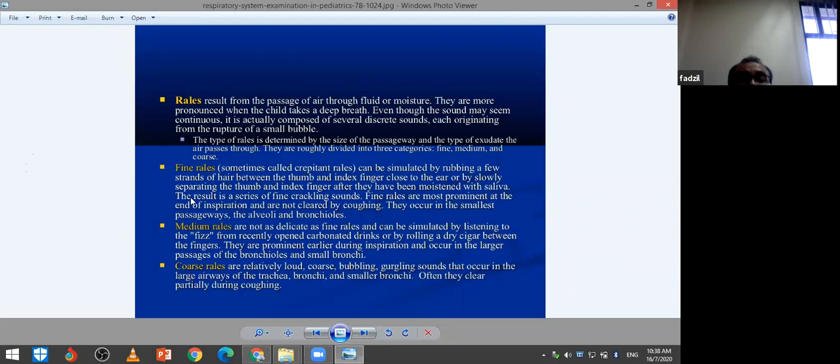Fine crackles: you don't have fibrosis. Coarse crackles usually occur in certain pneumonias, where you can discern the coarse crackles. It doesn't matter.